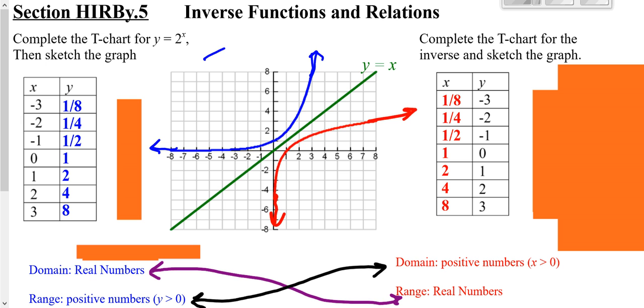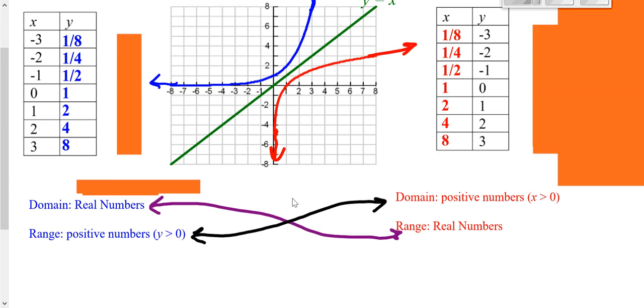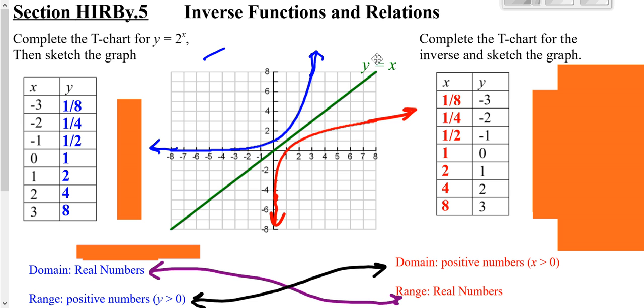Graphically speaking, if we take our blue reflected over the y equals x line, we get our red. So in other words, if you would fold this graph along the green line, fold the blue over that green line, it would give you the red. So that's what it looks like graphically as you're reflecting over y equals x. Domain and range, function to your inverse, they're flipped. When you're looking at your tables, the ordered pairs, the x, y columns are flipped.